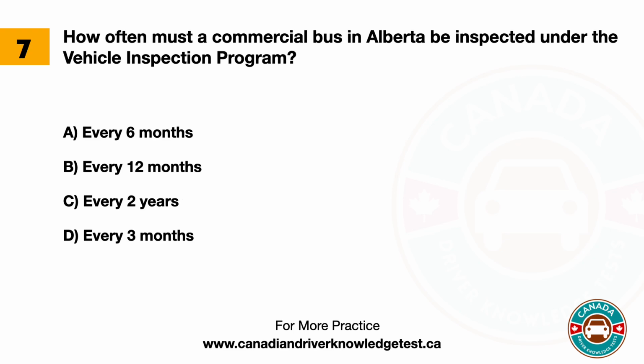Question 7. How often must a commercial bus in Alberta be inspected under the Vehicle Inspection Program? A. Every 6 months. B. Every 12 months. C. Every 2 years. D. Every 3 months. The answer is A. Every 6 months.